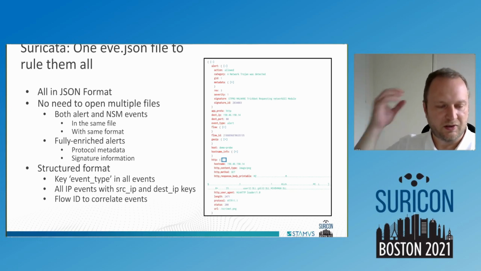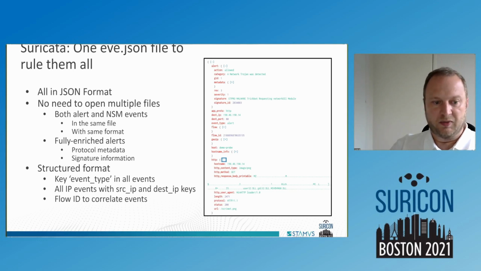This format is really structured, and it makes it really powerful to use inside Splunk, because you can use everything to match on the different fields, and you can use, for example, the flow ID to correlate between the different events, so for example, between alerts and all the transactions that have been seen on the same flow.